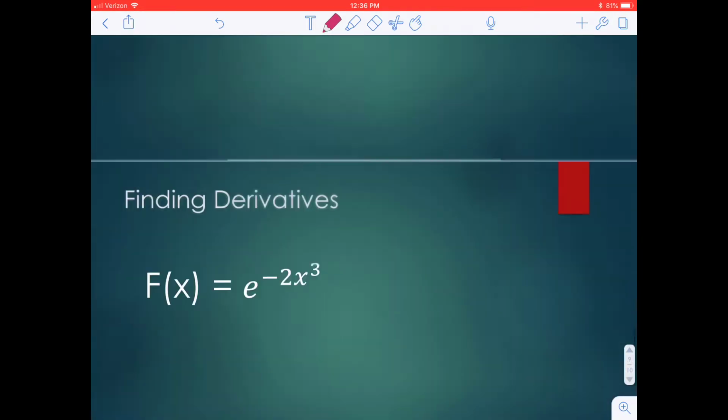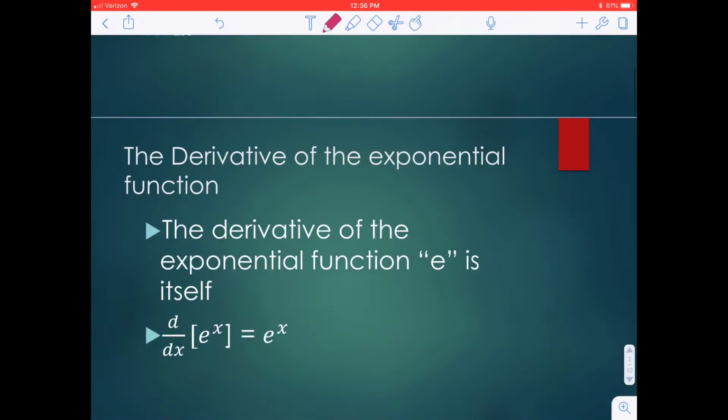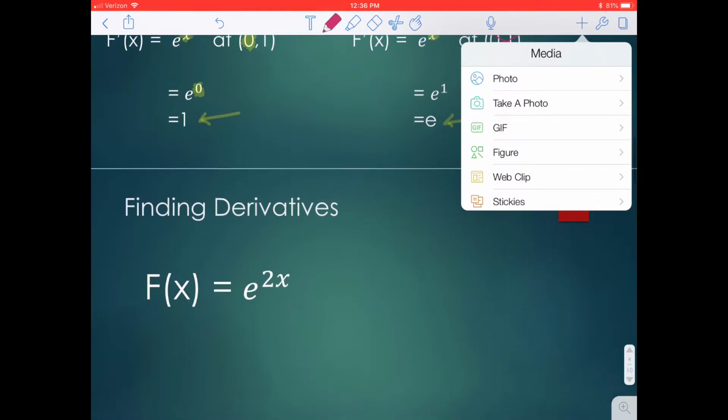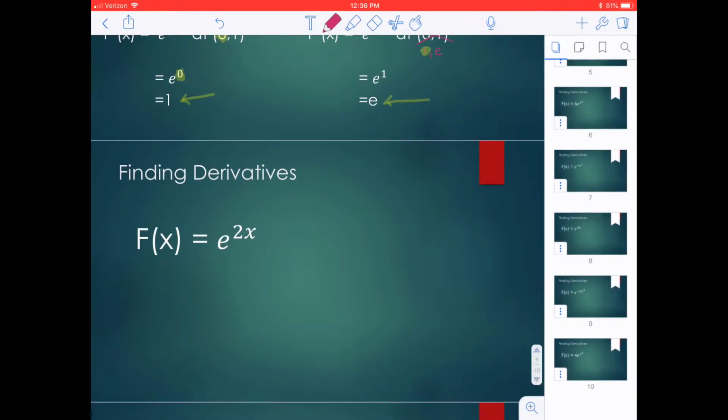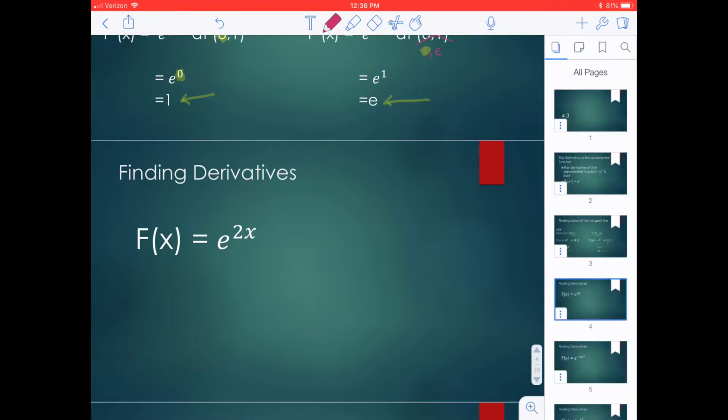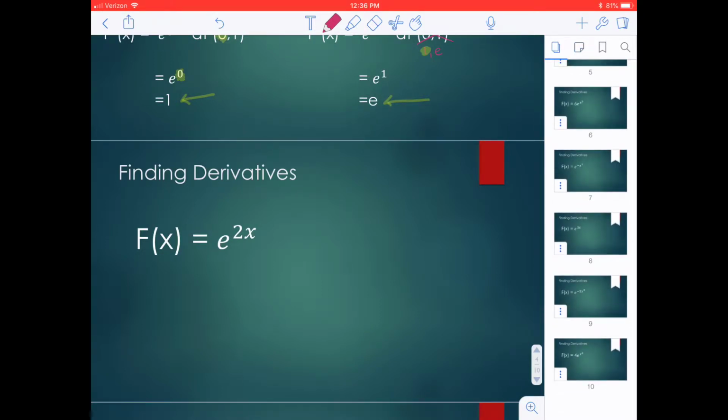Let's see if I can grab some paper. It doesn't look like I can grab. Let me see if I can add some paper to this page. I don't think I can do that. I'm not sure, unfortunately, how to add. So that's okay. What we're going to do is go back really quick and make a new sheet of paper. All right, there we go.